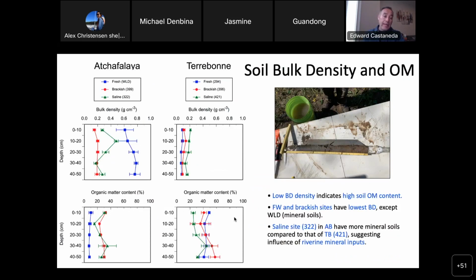On the x-axis, you have bulk density in grams per cubic centimeter, and then organic matter content, for which we used loss on ignition, and then distributions with soil depth. So the pattern is that low bulk density values indicate high organic matter content. And you can see a real distinction in the Atchafalaya, where the Wax Lake Delta, which is the blue, has high bulk density relative to the fresh and the brackish. This is the influence of the riverine input into this system.